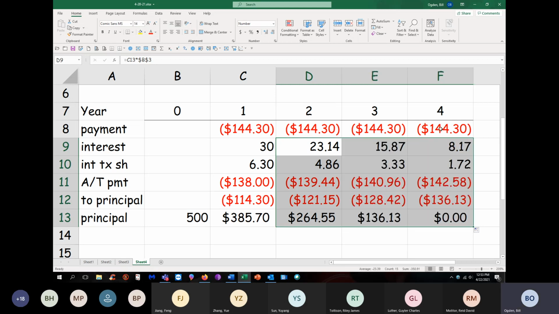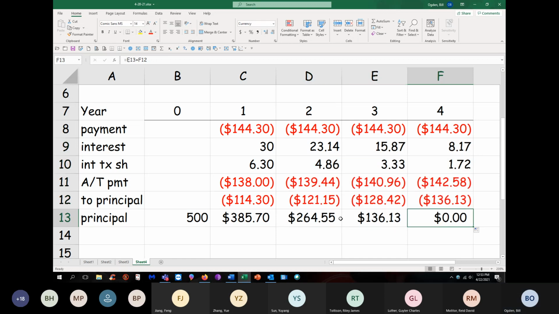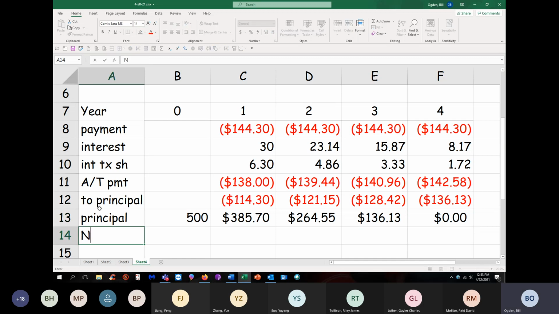And as you can see, by the time we make that last payment, we have no balance remaining on the loan. Okay. But what we will be doing here, let's find the NPV of the loan. Okay, so what happened?